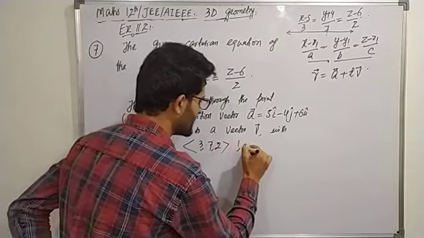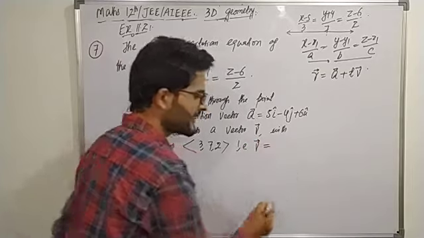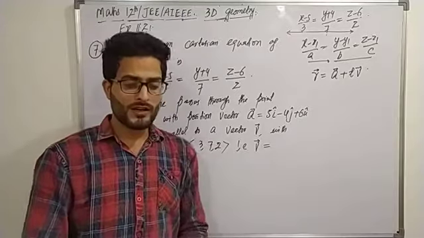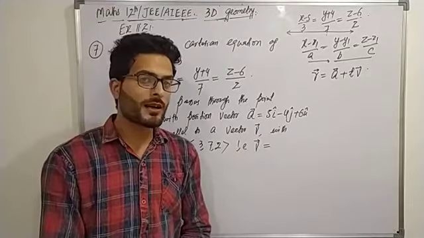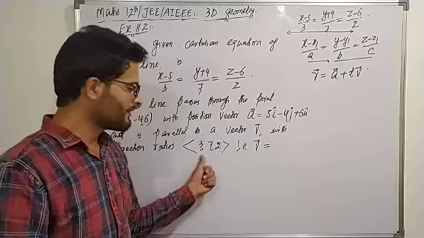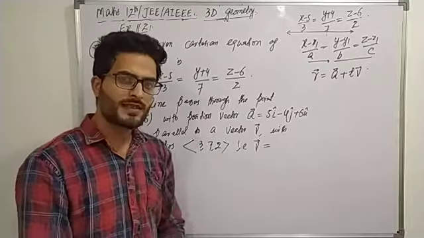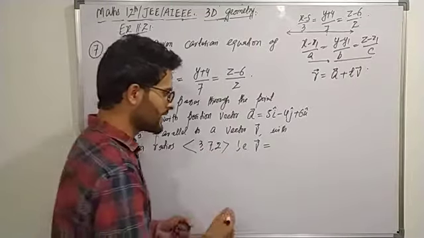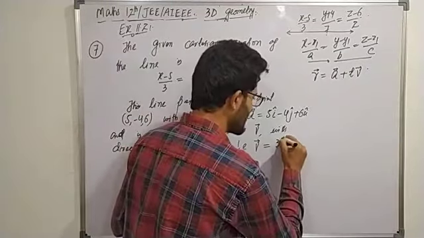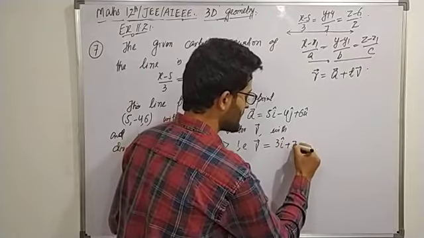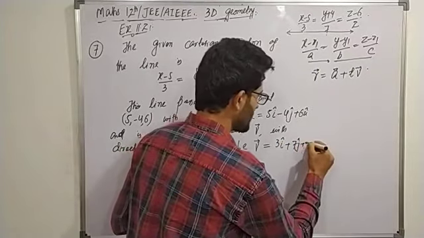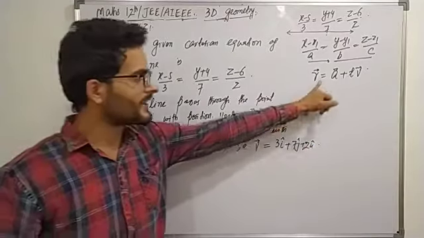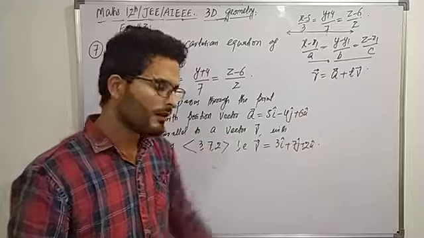What does this mean? What will vector v be equal to? If the direction ratios of a vector are 3, 7 and 2, direction ratios are nothing, they are just the scalar components of a vector. So what will the vector be? If 3, 7, 2 are its scalar components then the vector will be 3i plus 7j plus 2k. That is, vector v is equal to 3i plus 7j plus 2k. So we got vector v, we got vector a, so we can easily find the equation of line in vector form.